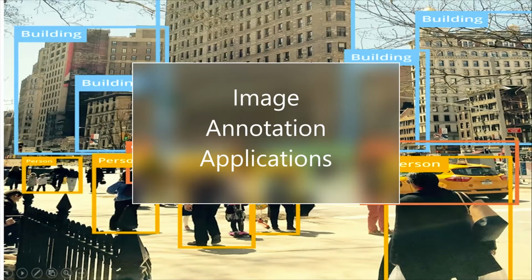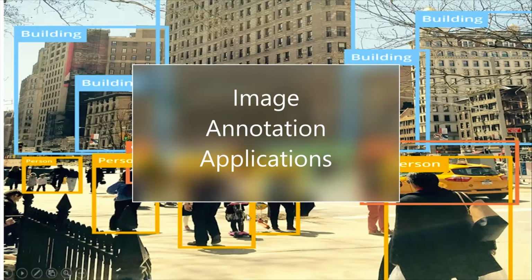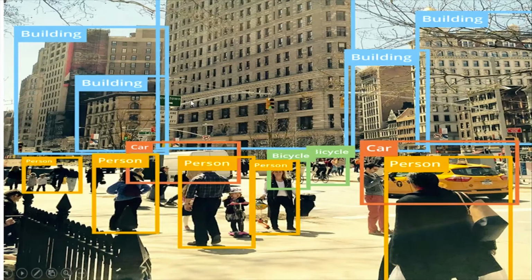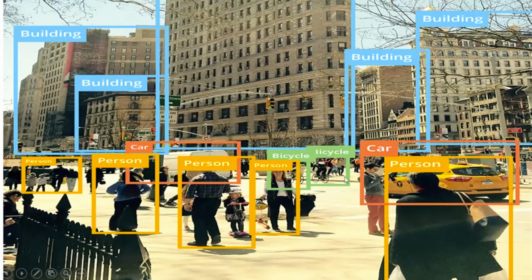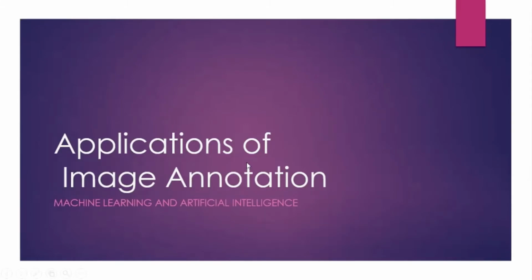Hello everyone. So as promised, this is the video on applications of image annotation, where it can be applied. This image makes it clear that this has been a labeled image where you can see car, person, bicycle, building, etc. So let's see what are the applications of image annotation in machine learning and artificial intelligence.